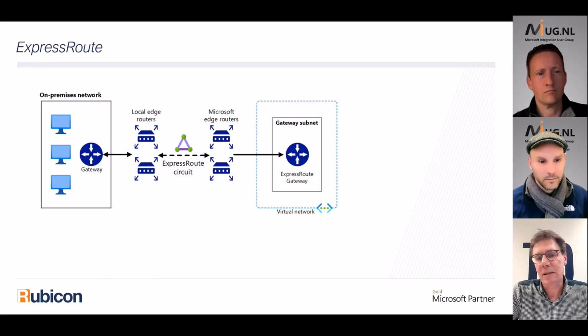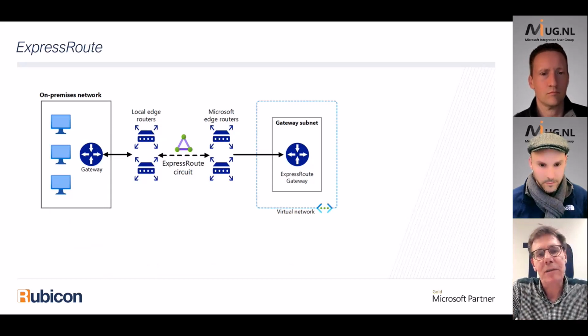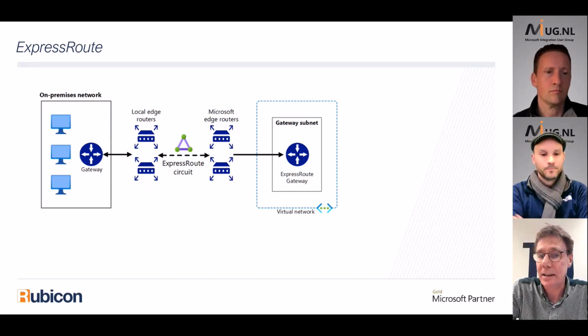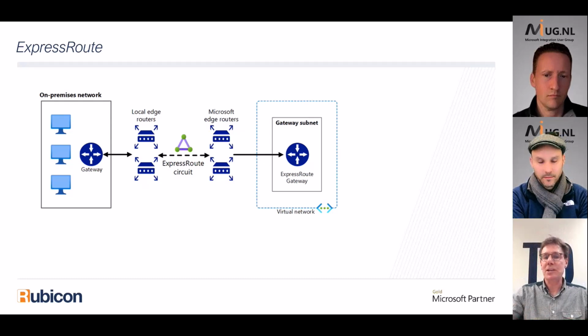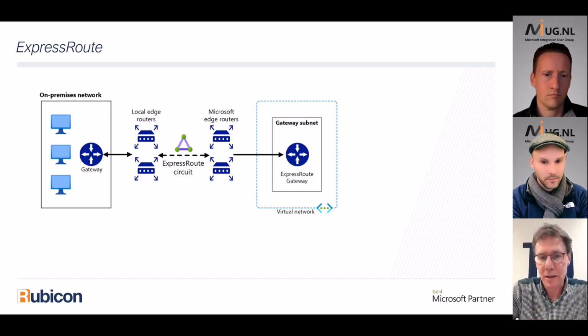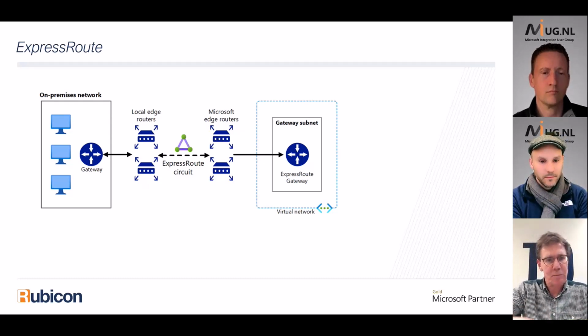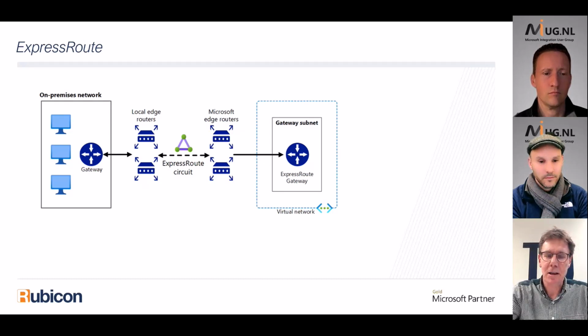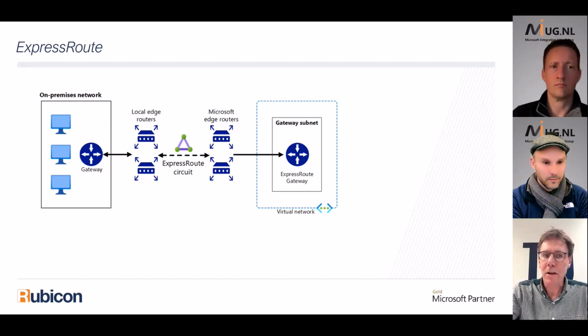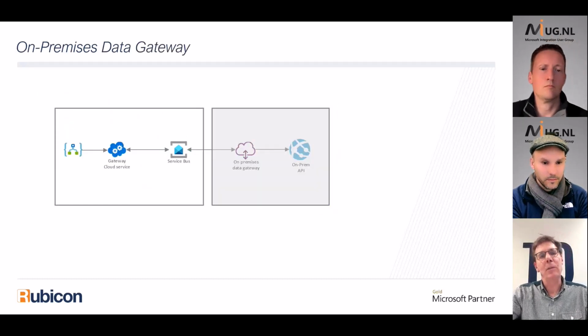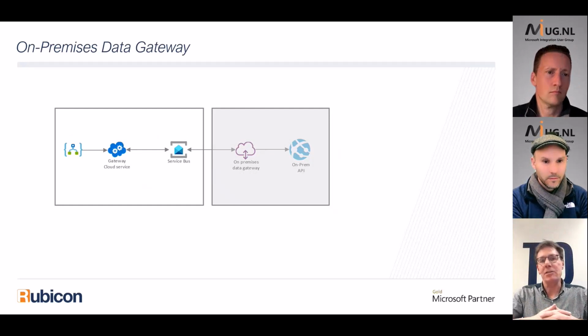Just to show it in a picture, we have an ExpressRoute with a gateway component, both on the on-premise side and in the cloud side, and we have an ExpressRoute circuit in between. I'm showing these components because you are charged for both of them. So that's ExpressRoute. But then if we go one step back, we come to the relay connections.